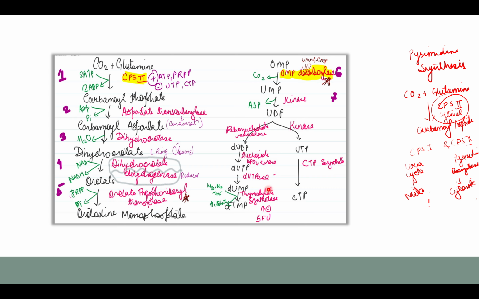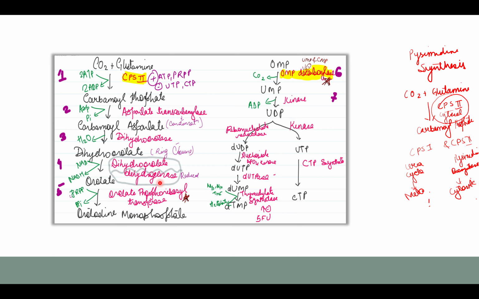Now the regulatory step in this pathway is CPS2, which gets activated by ATP and PRPP and inhibited by UTP and CTP, whereas OMP decarboxylase is inhibited by UMP and CMP. And also dihydroorotate dehydrogenase is a mitochondrial enzyme. The rest of the enzymes are cytosolic, and it is at the mitochondria wherein the ring closure takes place.